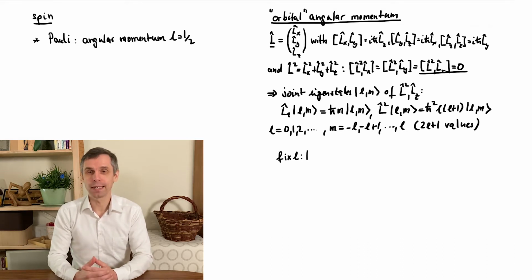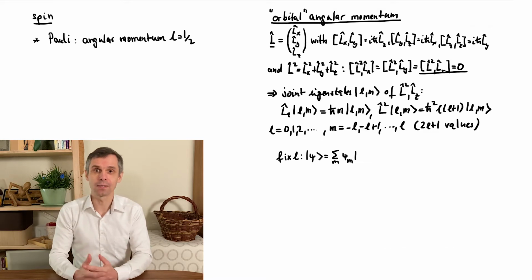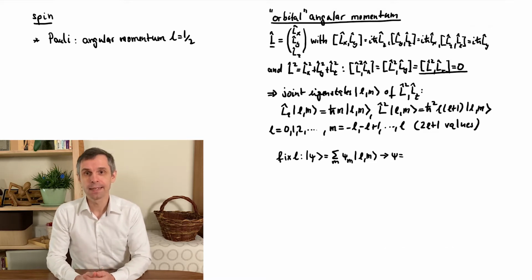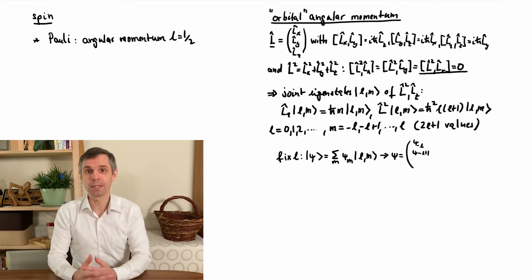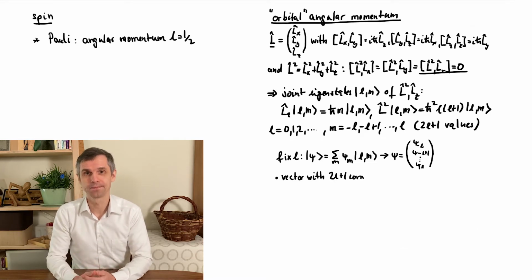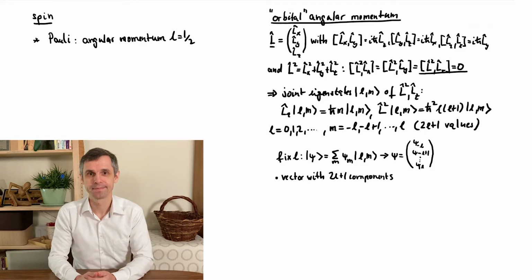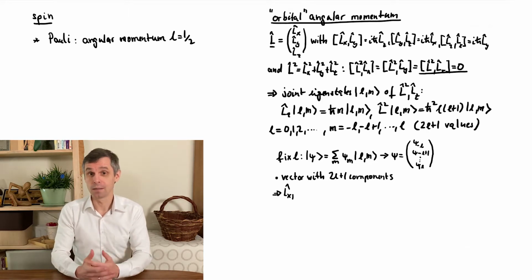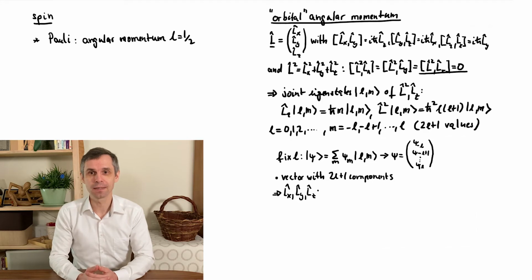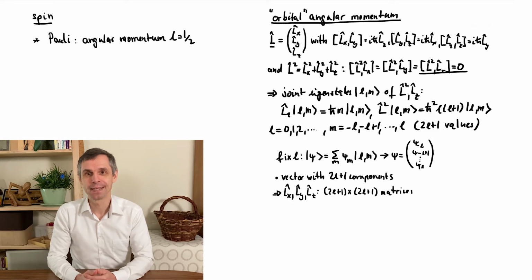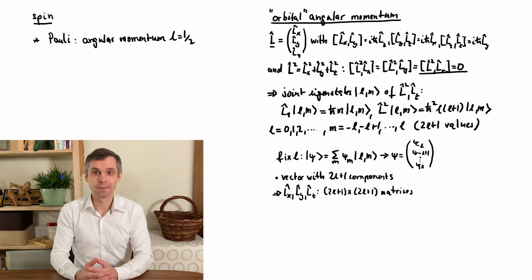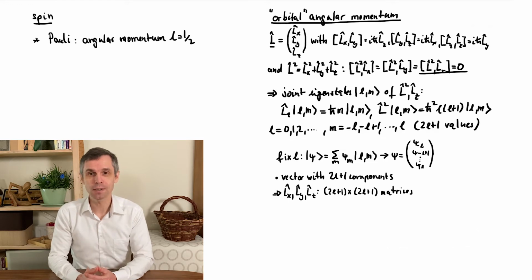Now, if we fix the total angular momentum, hence L, and look at the components with different values of M, then we can group them into a vector with 2L+1 components. That's really just an ordinary vector with complex components. And if you now work out what the angular momentum operators do to these vectors, you find that they act as (2L+1)×(2L+1) dimensional square matrices. You can actually determine the matrix elements algebraically from the commutation relations or from looking at how they transform the spherical harmonics if you really want to do this.